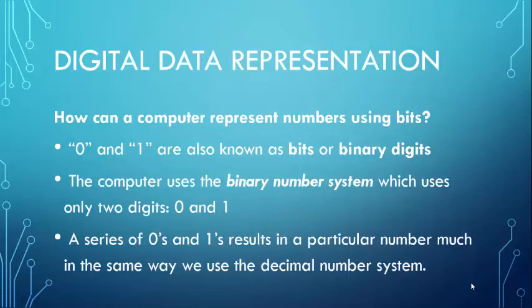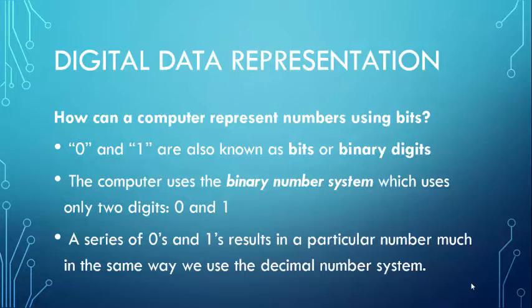Numeric data like your age, salary, and electricity bill are easily understood by humans. But how is it possible for a computer to show a number using only binary digits? The computer uses the binary number system, which uses only two digits, 0 and 1. There are no 2's or 3's.